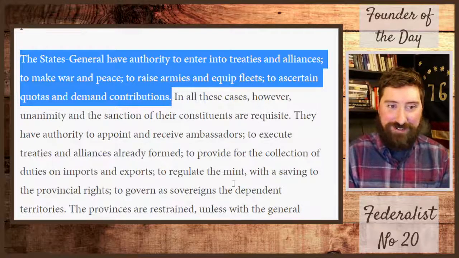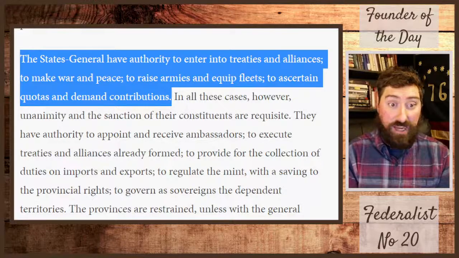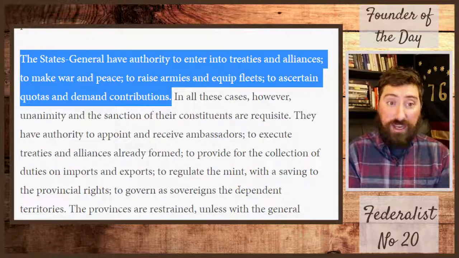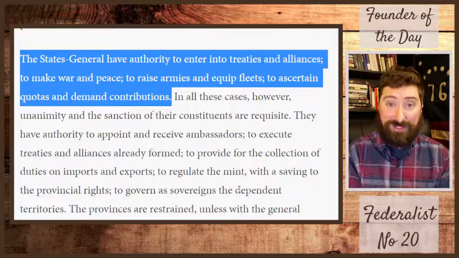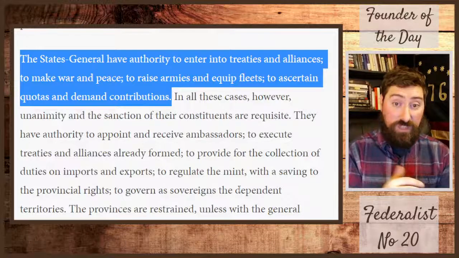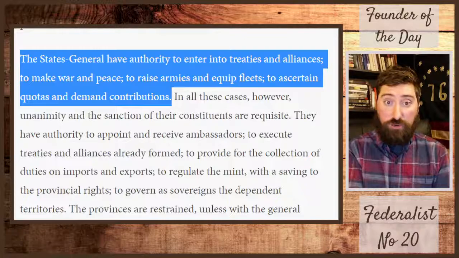Go forever. The States General have authority to enter into treaties and alliances, to make war and peace, to raise armies and equip fleets, to ascertain quotas and demand contributions. And for anyone popping in late, we are talking about the Netherlands, the Republic of the Netherlands, at the time James Madison is writing. So these are many things that essentially the Articles of Confederation were able to do.